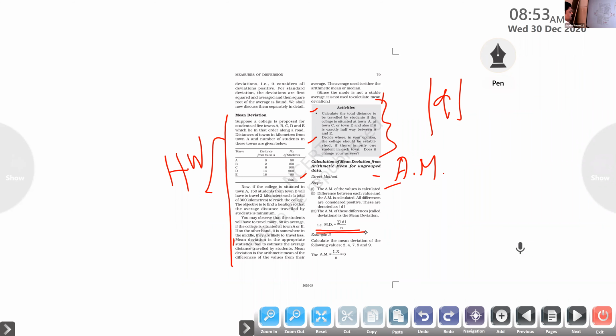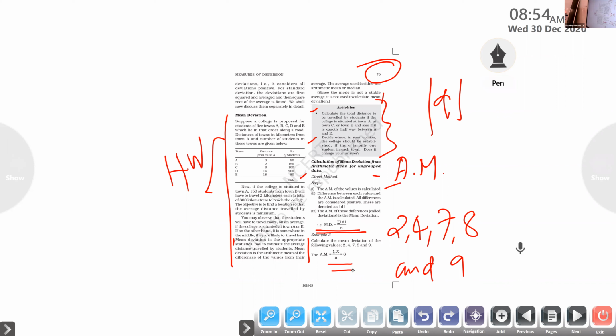We are going for an example here. Example 3, page number 79. Observe carefully. Calculate the mean deviation of the following values: 2, 4, 7, 8, and 9. What is the equation to find the arithmetic mean in the direct method? Sigma x divided by n, right? Yes or no? Then calculate that. How did the 6 come?